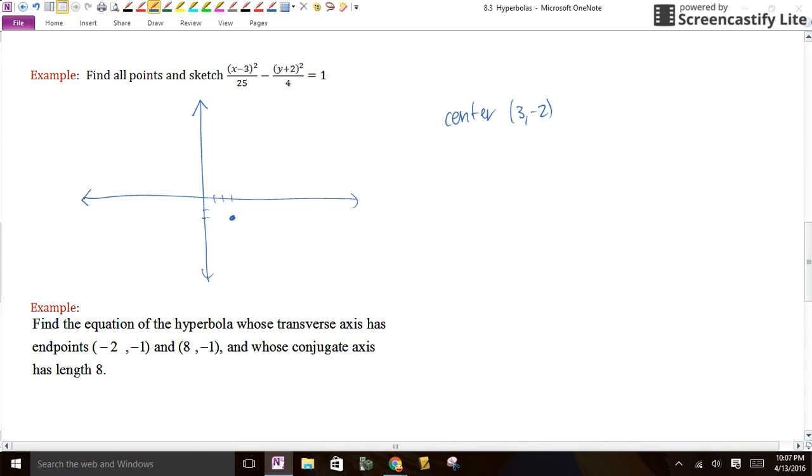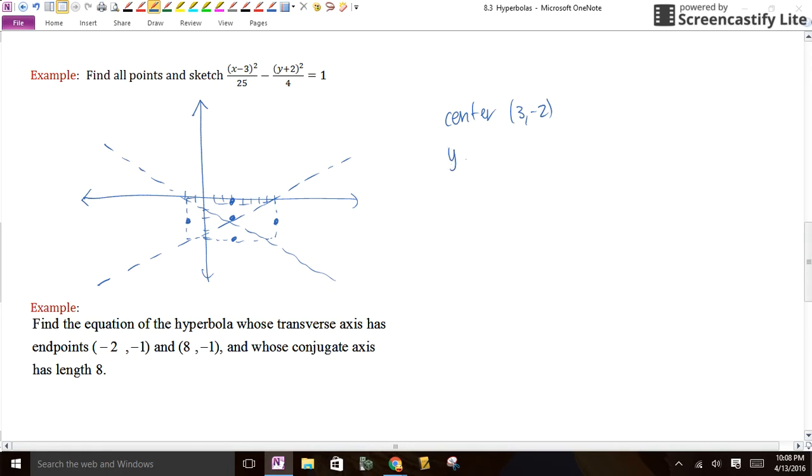Then in the x direction, notice I went 5. So that's 3, 4, 5. Boom. And 1, 2, 3, 4, 5. Boom. In the y direction, I only go 2, 1, 2, and 1, 2. And now I'm good to make my box. So there is my box. And then I'm going to make my asymptotes going through the corners of the box and obviously through the center of the box. And now I'm going to find the asymptote equations.